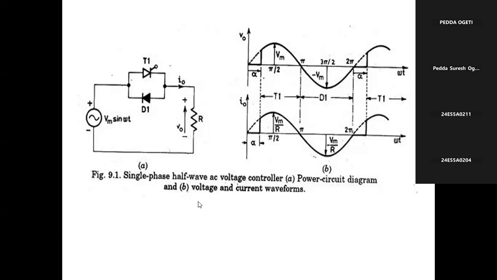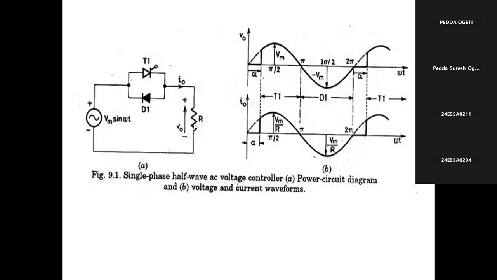Chopper is DC to DC. But AC voltage controller is AC to AC. Input is AC, output is also AC. Input AC is fixed. Output AC is variable. Just like the transformer, which converts AC to AC, AC voltage controller also converts AC to AC. You want to get the variable output voltage.